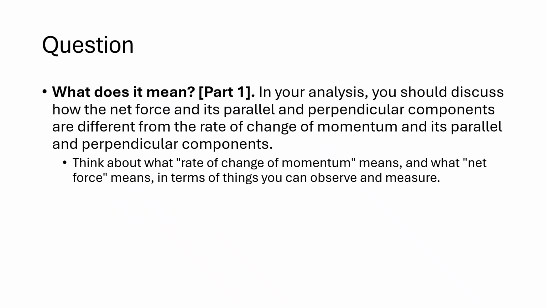Now I'll be answering the question of how the net force and its parallel and perpendicular components are different from the rate of change in momentum and its parallel and perpendicular components. The net force is the external cause of a change in motion, while the rate of change in momentum is the resulting effect observed in how an object's motion changes. Although they are equal in magnitude and direction, force comes from external interactions such as gravity, friction, or tension, whereas momentum change reflects how the object responds. The parallel component of both changes the object's speed, and the perpendicular component changes the direction, linking what acts on the object, force, to how it moves, momentum.